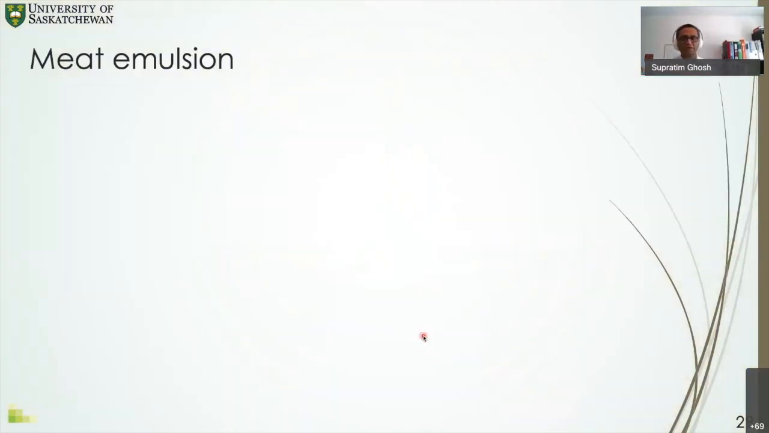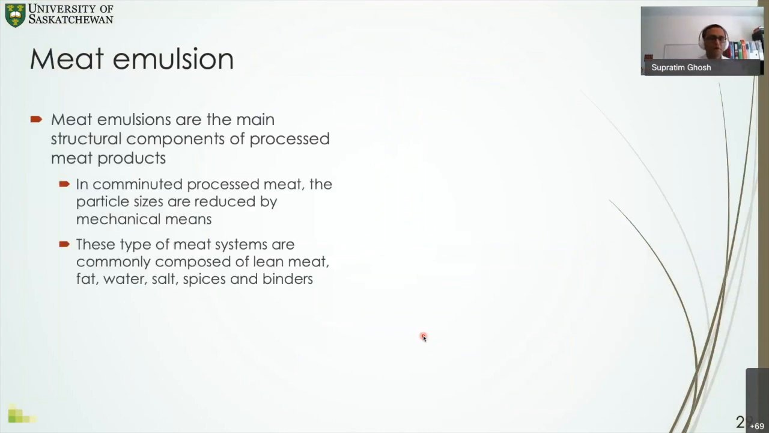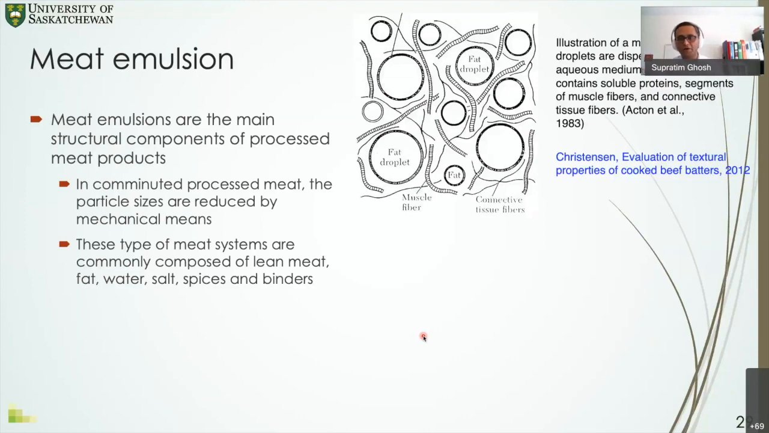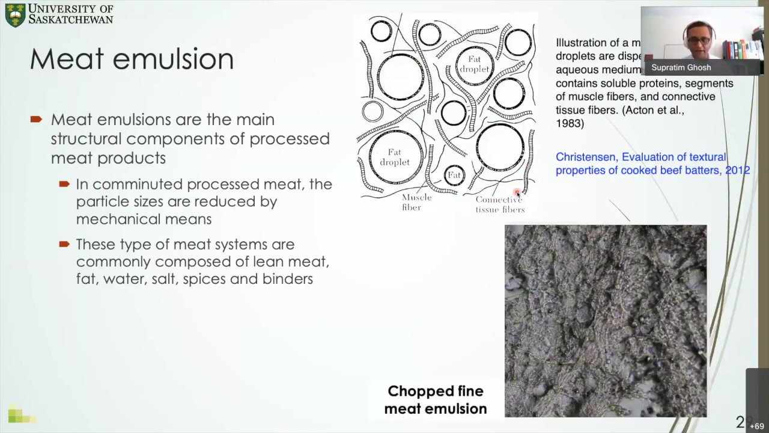So let's move our focus to meat emulsion. Meat emulsions are the main structural component in processed meat. The particle size is reduced by mechanical means, and this type of meat system is commonly composed of lean meat and fat, and other water, salt, spices, and binders. So here is a schematic diagram of meat. You have fat droplets with muscle fiber in the continuous phase forming a gel, and fat actually enhances the gel strength.